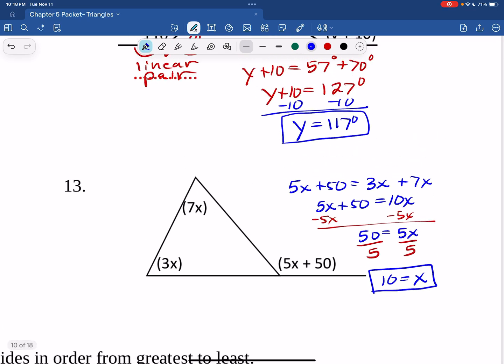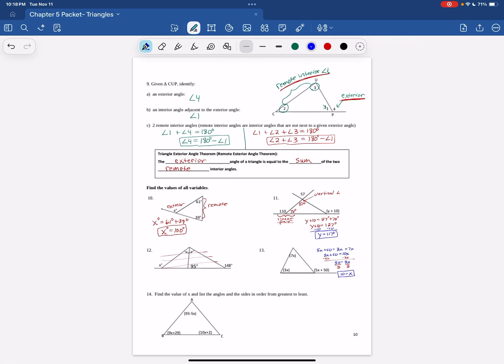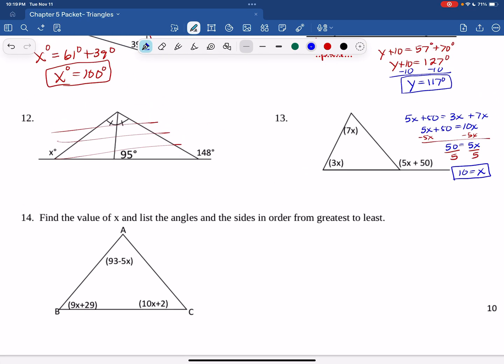Okay, well, that's the remote exterior angle theorem. And now this one down here, we're going to save that for another day. This is actually a review problem, so I'm going to do that in class with you the next time I see you. And these notes are long enough, so we're going to go ahead and stop right here.